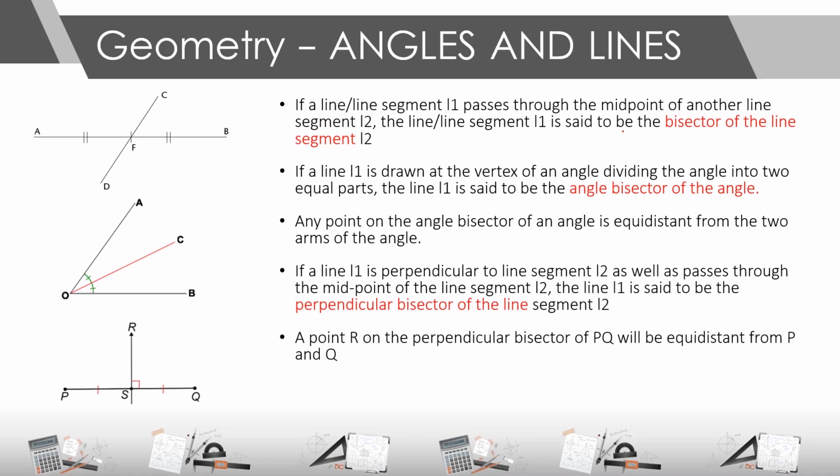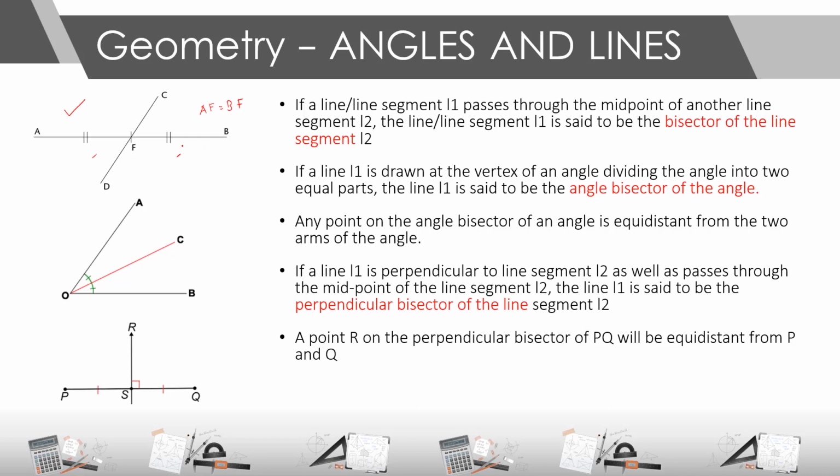Now let us understand what are line bisectors and angle bisectors. Suppose there is a line AB and another line CD is dividing the line AB into two equal parts. So in this figure, AF is equal to BF.